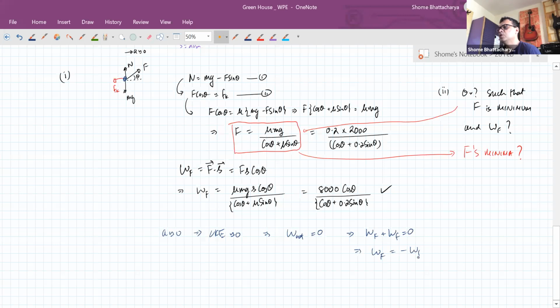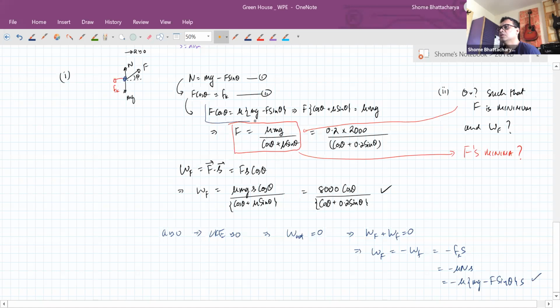But then we'll have to calculate it this way, no? Negative of work done by friction. So that will be minus F into S, so that is minus mu N into S. So that will become minus mu into (mg minus F sin theta) into S. So that comes out to be the same thing. Now when you compare this equation with this one, you can see that mu into (mg minus F sin theta) is the same thing as F cos theta. So we end up working out the same thing.